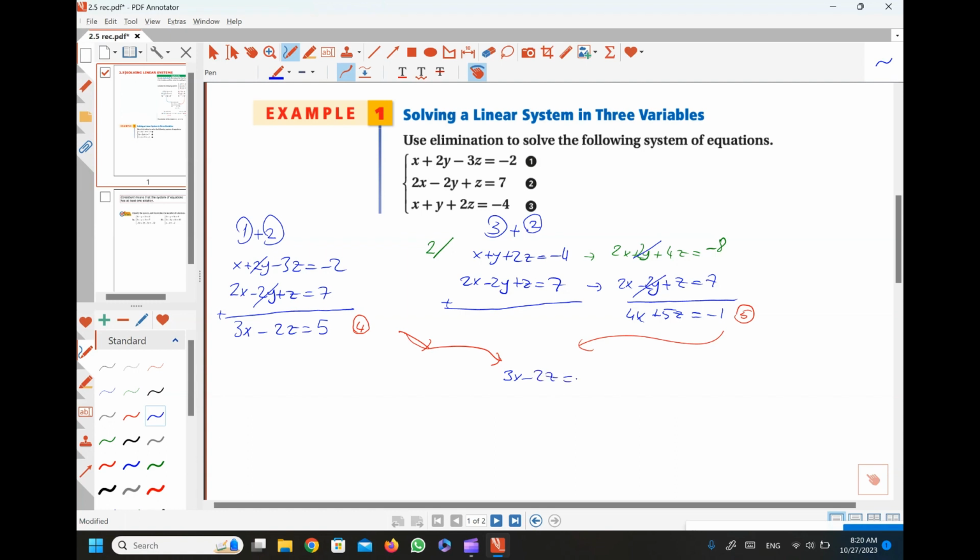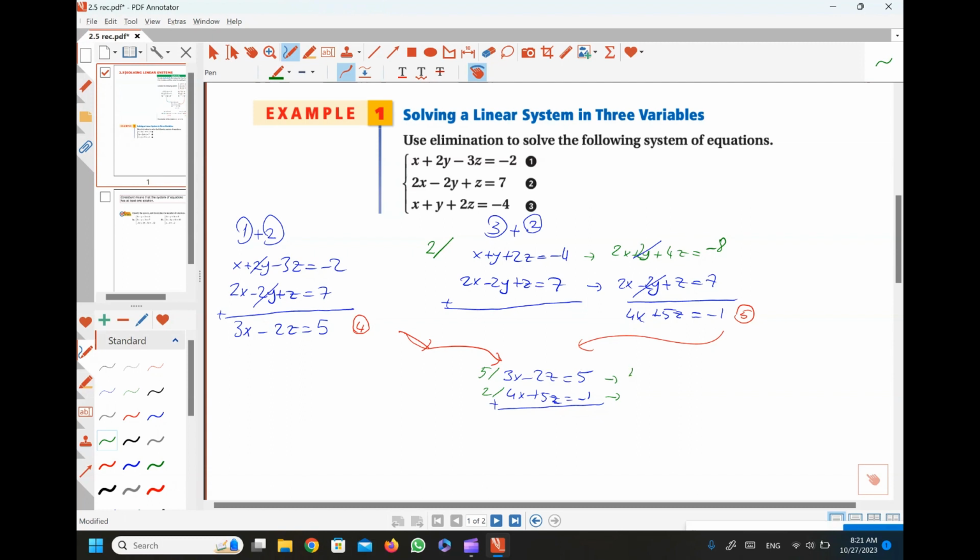Equation 4, 3x minus 2z is 5. Equation 5, 4x plus 5z equals negative 1. So now add them side by side. You decide which variable to eliminate first. As you can see, the signs are opposite here for z. So z is a reasonable variable to eliminate. But their coefficients are not the same. You have to make them the same by multiplying them by each other. Multiply the first one by 5, the second one by 2, to make the coefficients opposite.